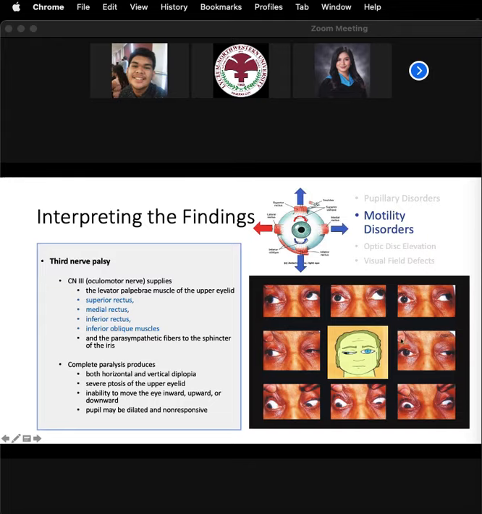So this is the abnormal. This is the straight gaze, the primary gaze. The patient looks like this. Looking at this primary gaze, which one has the problem? Is it the right?